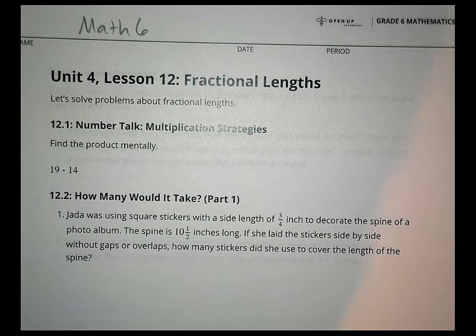Hey, this is Math 6, Unit 4, Lesson 12, called Fractional Lengths. We're going to be talking about different ways to solve problems involving fractions. There's not really one set way of doing these problems here today, so if you have a different method that works for you, that's awesome. So we'll go through some different ways of doing these today.